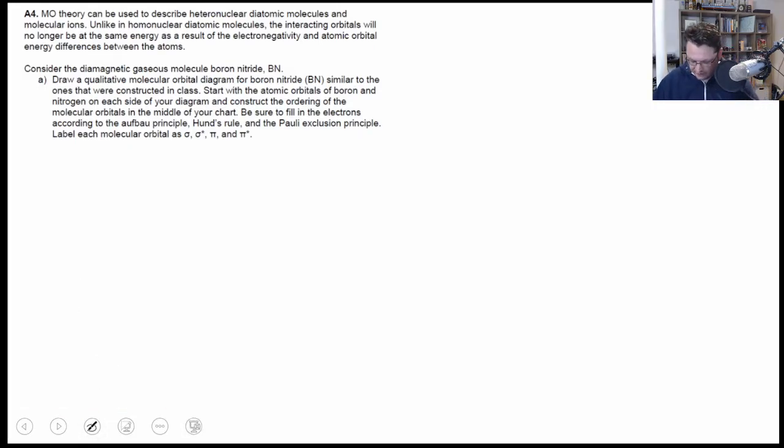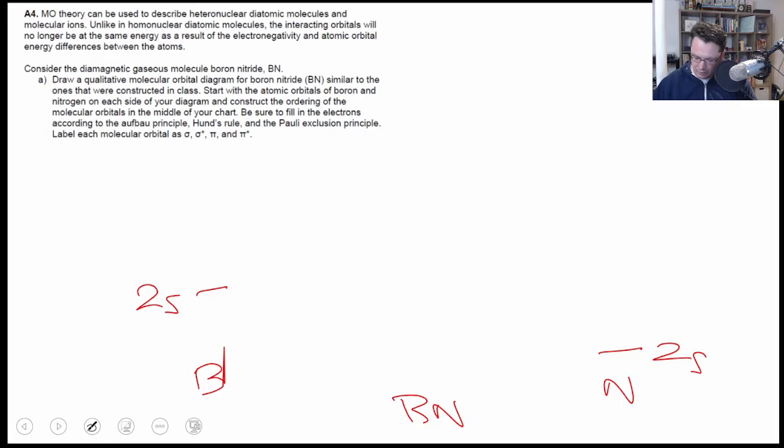the way that plays itself out is that when you're drawing your MO diagrams, you always have one atom on one side, one atom on the other, and then in the middle is where you have your combined molecular orbitals. If we expect the 2s of the nitrogen to be down here, we would expect the 2s of the boron to be slightly higher. Same thing right here for the p orbitals, which we would expect to be right around here, and the 2p orbitals of the boron we would expect to again be higher than those two p's.